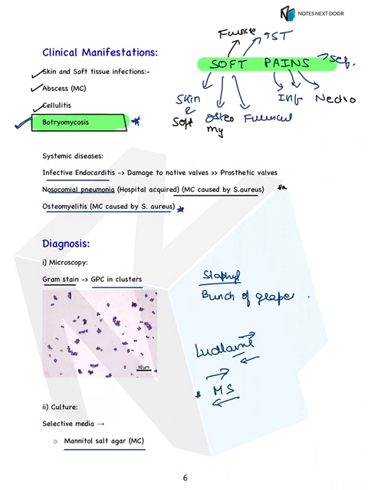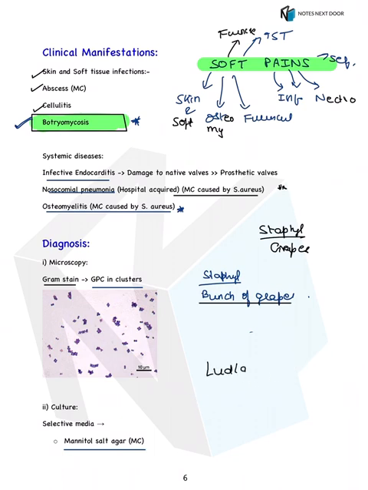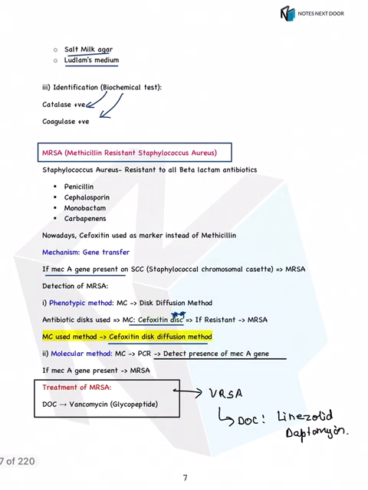How do you diagnose? On gram stain, this is a gram positive cocci and appears like a bunch of grapes. Staphylo means grapes, so it appears in a grape-like cluster. Now culture media. For Staphylococcus, just remember how I remember it. One of the media for Staphylococcus is Ludlam's media. Another is MSA, that is mannitol salt agar. Now reverse it: SM, that is salt milk agar. So these are the three media used for Staphylococcus, and it is both catalase positive and coagulase positive.